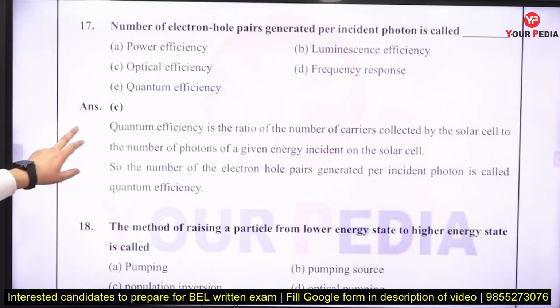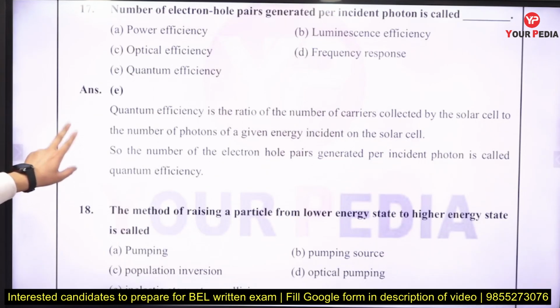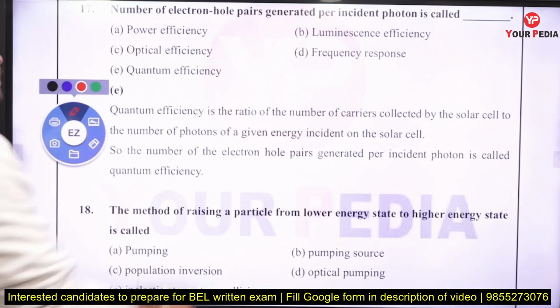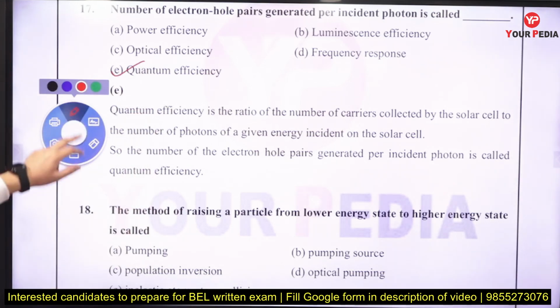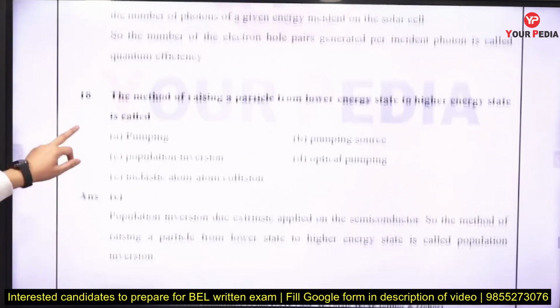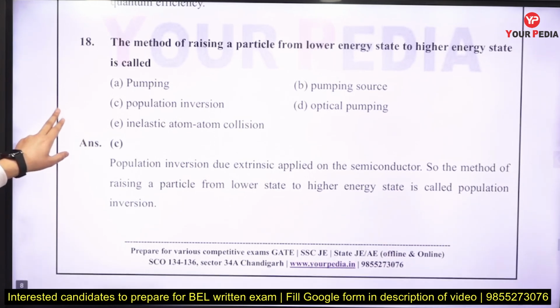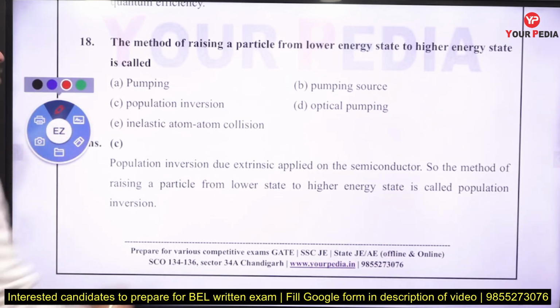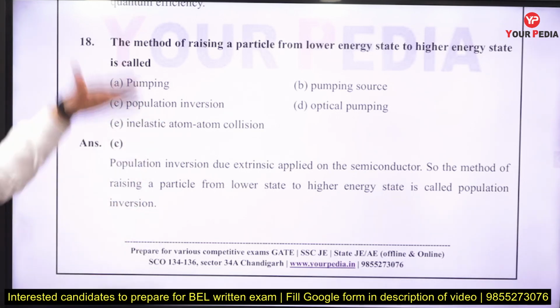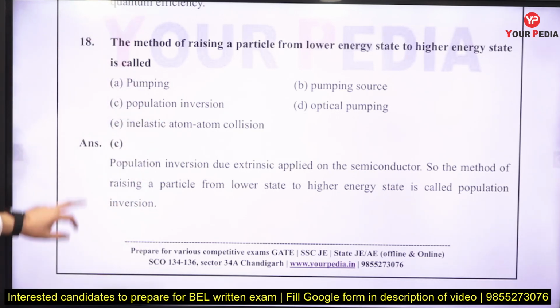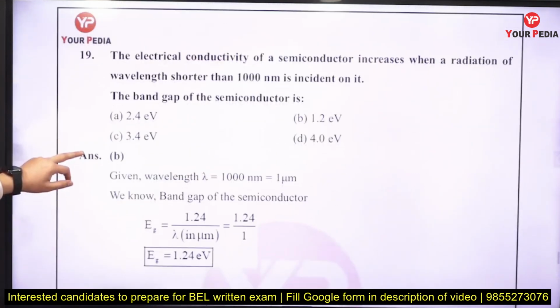The number of electron-hole pairs generated per incident photon is called quantum efficiency. The answer will be quantum efficiency. The method of raising a particle from a lower energy state to a higher energy state is called what? That is called population inversion, right? When you are taking an electron from a lower energy state to a higher energy state, that is called population inversion.